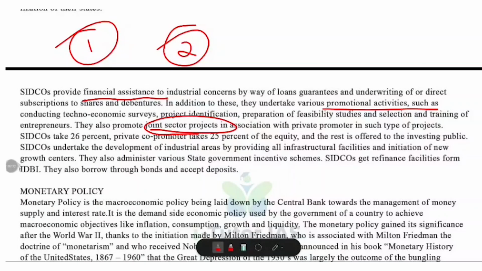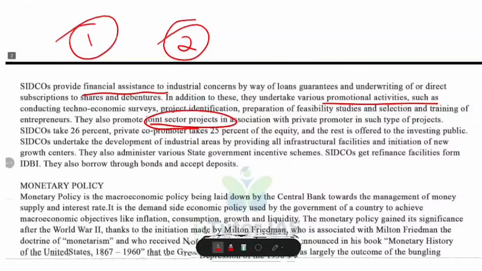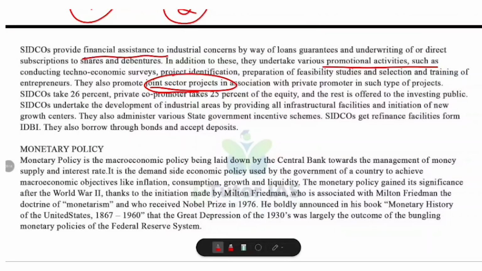SIDCOs also promote joint sector projects. Here is how the ownership pattern usually works. SIDCOs take 26% of the equity. The private co-promoters contribute 25% and the remaining 49% is offered to the investing public. So this model combines public and private efforts for industrial growth.